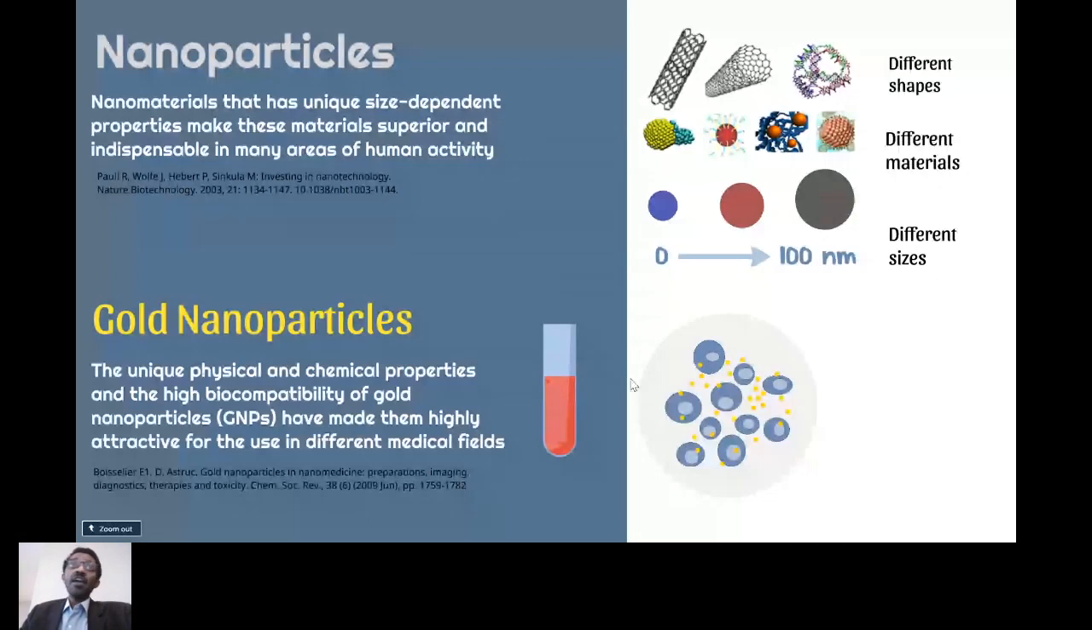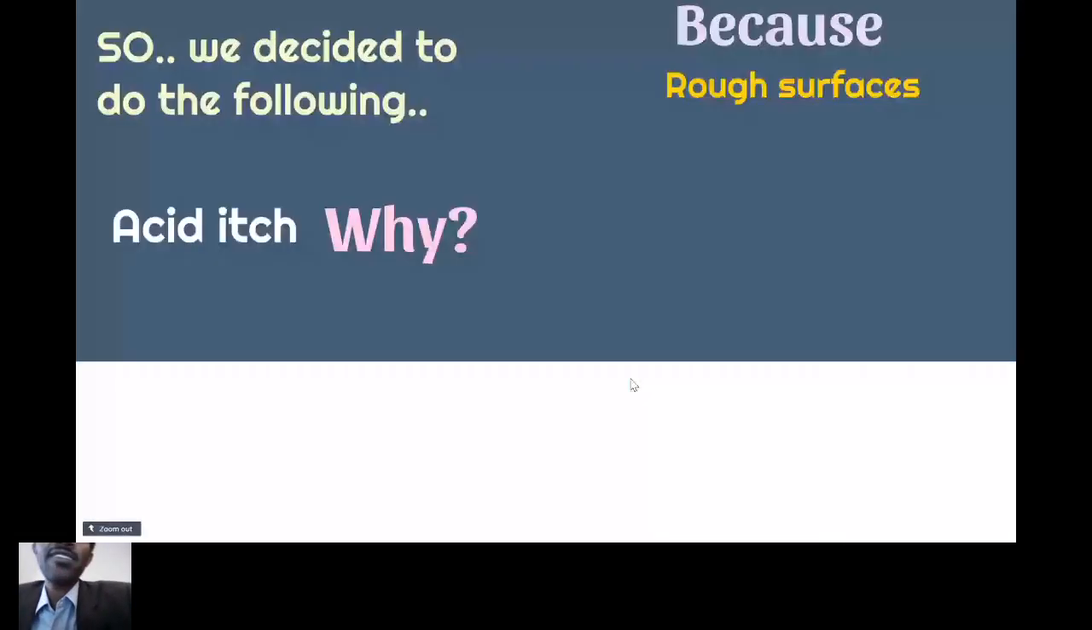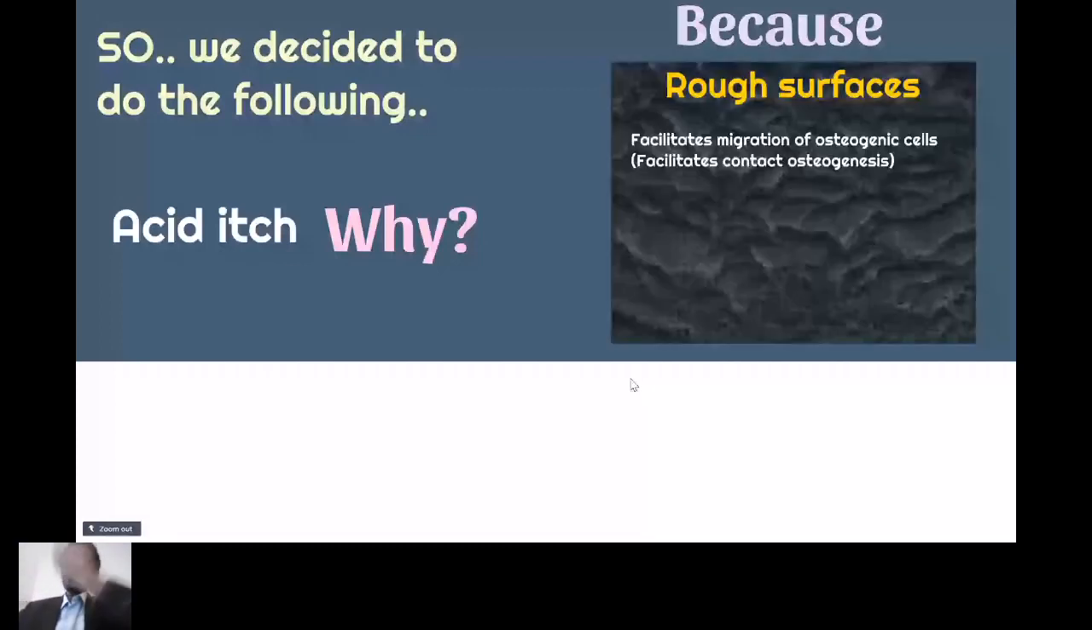So we decided to do the following. First of all, we had to acid etch the surface. Why did we have to acid etch the surface? You know that most of our implants now are acid etched, or at least they have a rough surface. This is, by the way, an actual picture from our research of a rough implant surface. It looks like this. Why do we need the rough surface?